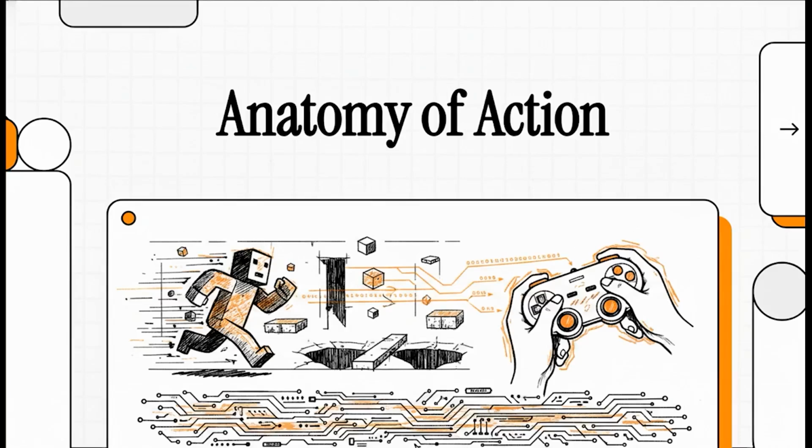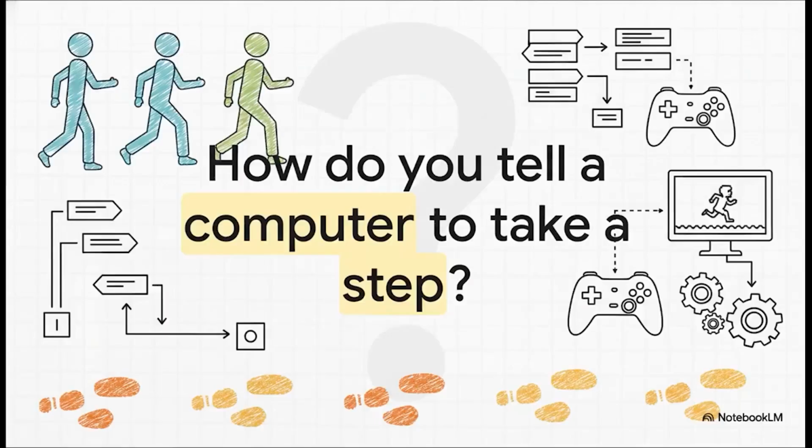But behind that seemingly simple action is an absolutely fascinating, highly structured reality. Today, we're going to break down the actual anatomy of that action by looking at the exact foundational text that makes it all possible. So it really begs the question, how do you actually tell a computer to take a step? A lot of people see code and just immediately freeze up. They think it's this intimidating, hyper-complex math that requires a genius-level intellect to even look at. But honestly, that's a huge misconception.